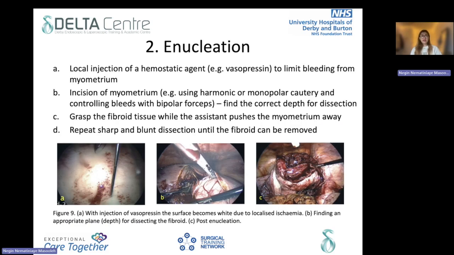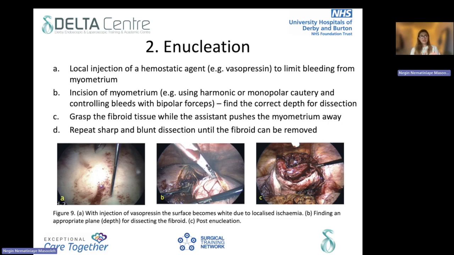The second step is to lower the blood supply to it, because you want to make an incision into the myometrium and you don't want it to bleed out, as it will be very hard to control. So they usually use agents such as vasopressin to limit the bleeding. On picture A here, you can see how it's whiter than you would expect, and that's because the blood supply has been cut off temporarily.